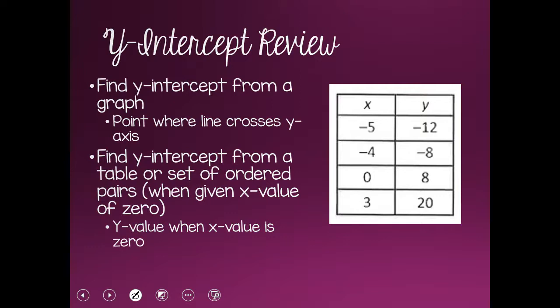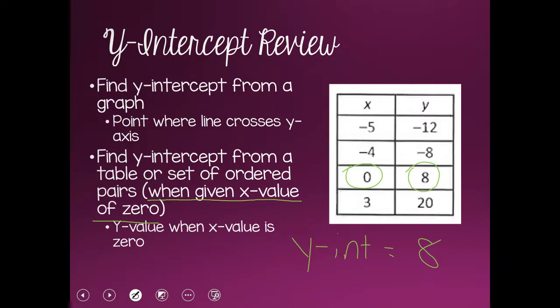Now, to find y-intercept from a table or set of ordered pairs. Now, this is very clear. It says when the x value is 0. When you have an x value of 0 in a table or a set of ordered pairs, then you can very easily pick out the y-intercept. When you don't have an x value of 0, it gets a little bit more complex. So we're going to show you that in a moment. But right here, I have my x values and I have 0. The y value that corresponds to that when x is 0 is 8. So that means my y-intercept is 8.